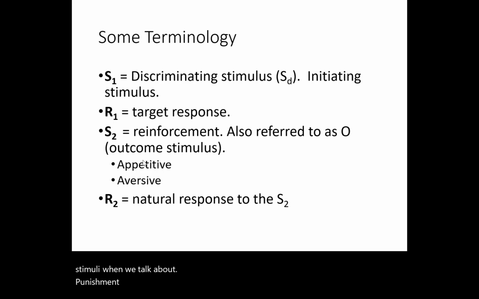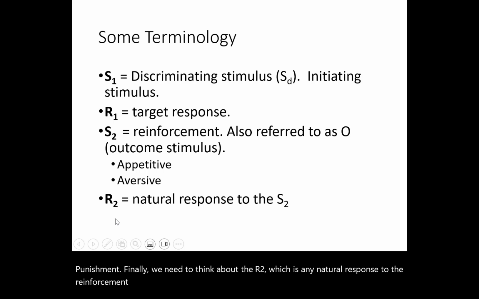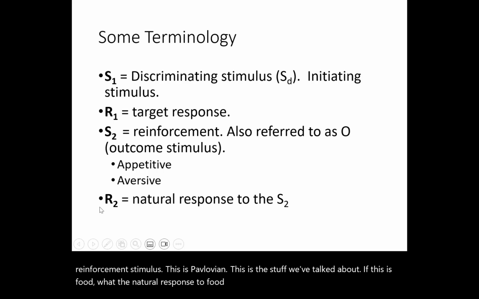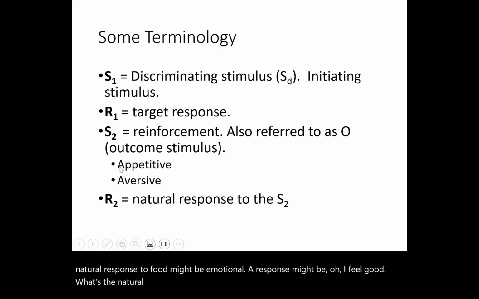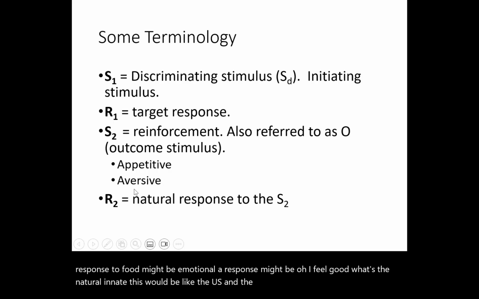Finally, we need to think about the R2, which is any natural response to the reinforcing stimulus. This is Pavlovian. This is the stuff we've talked about. If this is food, what's a natural response to food? A natural response to food is salivation. A natural response to food might be emotional. A response might be, ooh, I feel good. What's the natural, innate response? This would be like the US and the UR in Pavlovian talk.